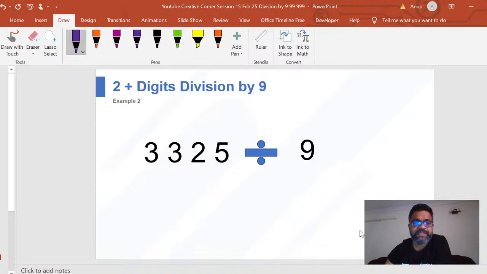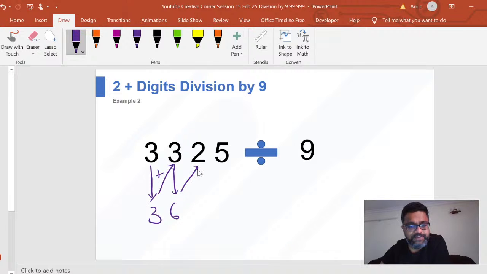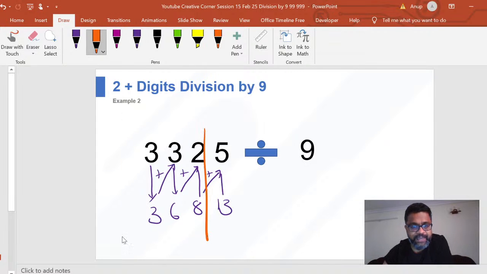So let's look at another example. 3325 divided by 9. So let's repeat it. 3 will come down. 3 will get added here. This will become 6. 6 will get added to 2, which will become an 8. 8 will get added to 5, which will become a 13. Draw that line and you got your answer 368. Remainder 13.